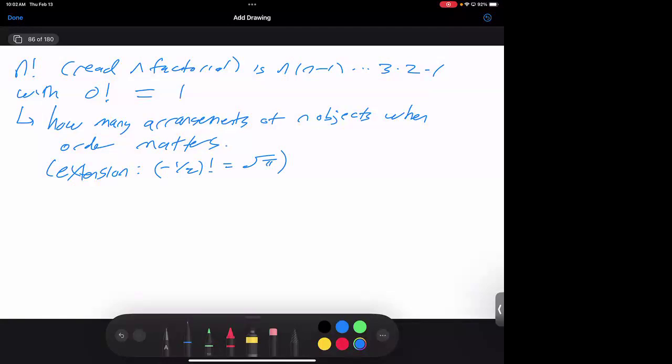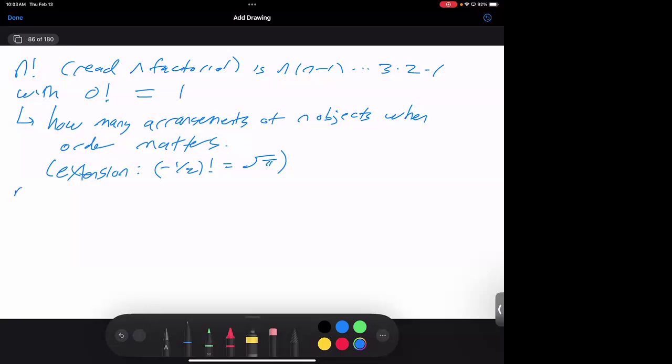When we extend it, we no longer have the interpretation that this is the number of ways. It doesn't make any sense to talk about how many ways can you arrange negative 1/2 of a person. But there is a function that agrees with the factorial for the non-negative integers and has an extension.